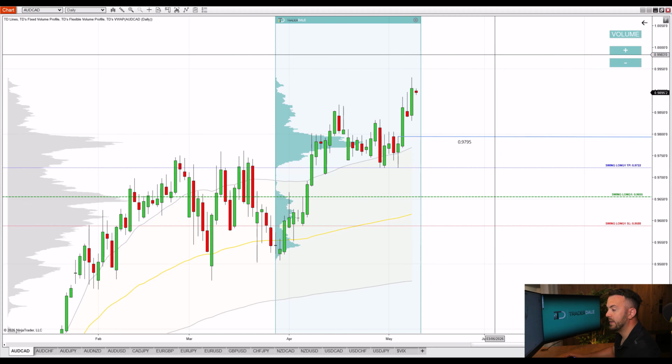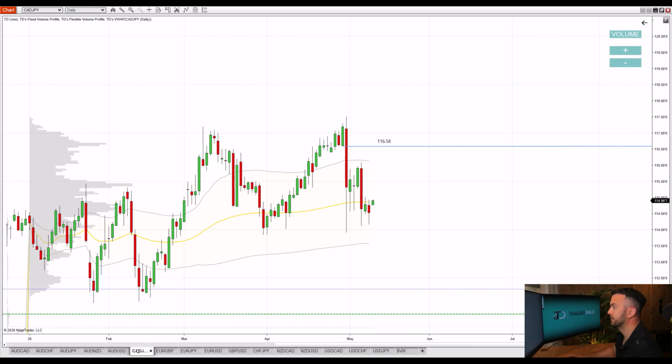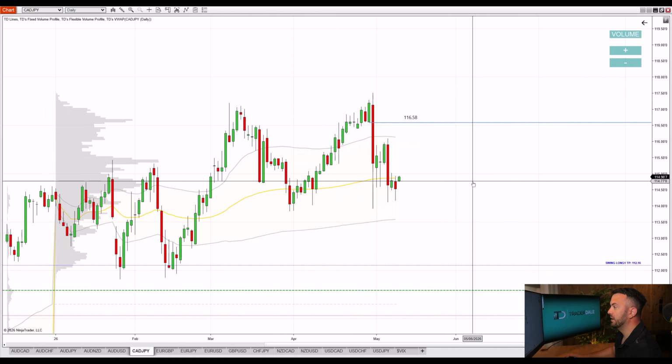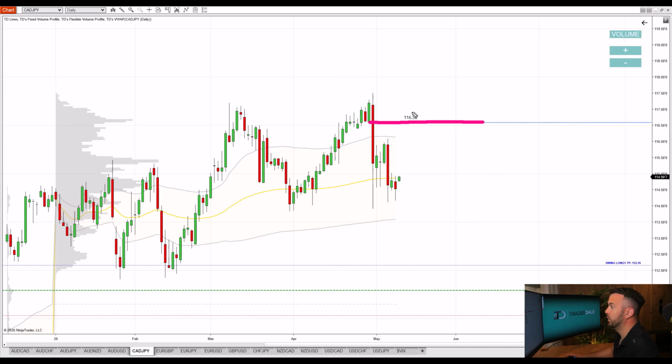All right, so that's for the Australian dollar, Canadian dollar. The next one is on the Canadian dollar, Japanese yen. Let's take a look at it. So here is a daily chart of the Canadian dollar, Japanese yen. And a level that I want to talk about is a resistance, this one, at 116.58. This resistance is based on this strong sell-off a couple of days ago.